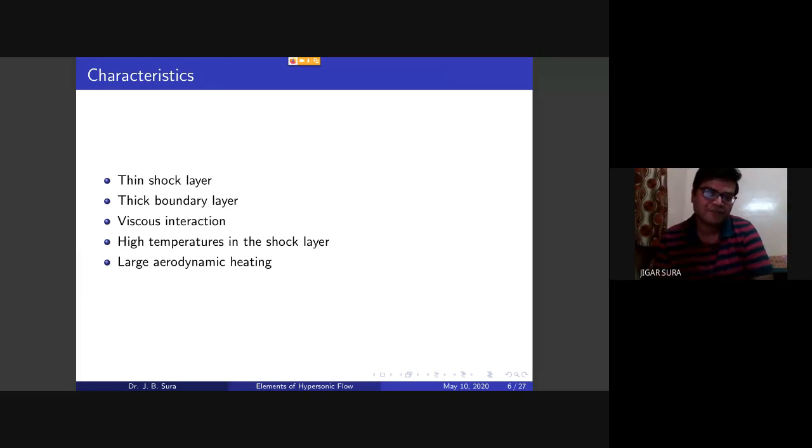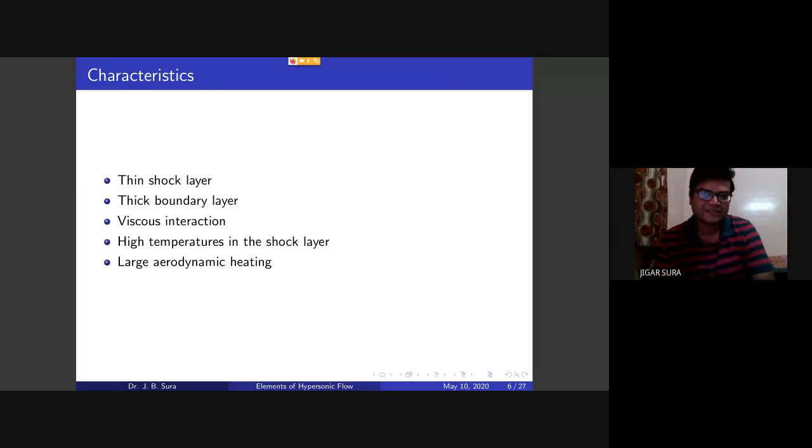Similarly, on the opposite end, the boundary layer becomes thicker. If you increase the velocity, if you increase the Reynolds number, the boundary layer tends to get thicker. I can tell you that on the space shuttle, the thickness of the boundary layer used to be about 1 meter when it re-entered from outer space.